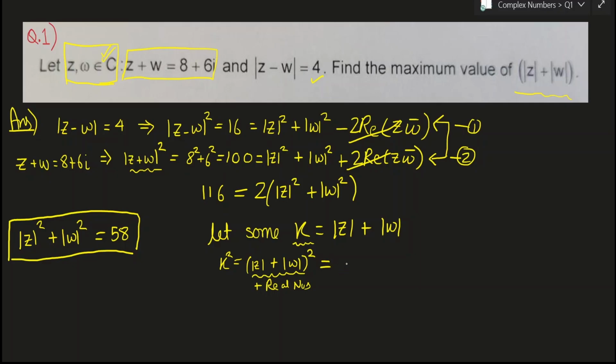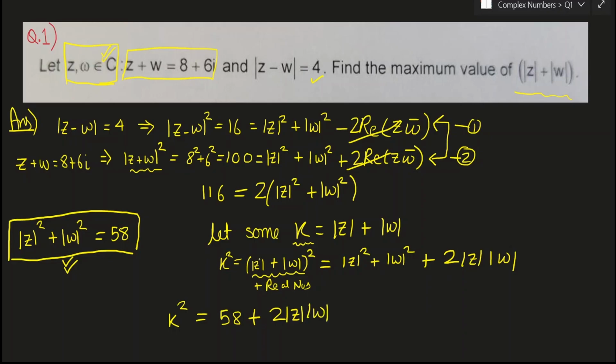So k square is going to be nothing but mod of z square plus mod of omega square plus 2 times mod z times mod omega. Okay. So mod z square plus mod omega square is equal to 58 is what we have been given. So what I can say is k square is equal to 58 plus 2 times mod z times mod omega.